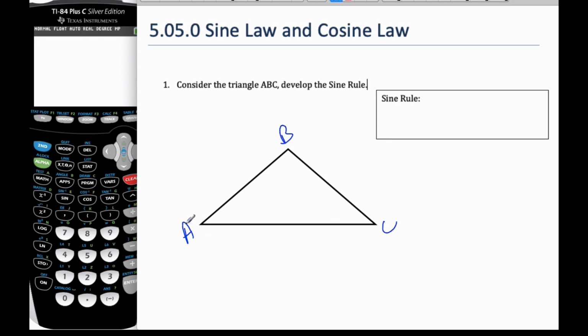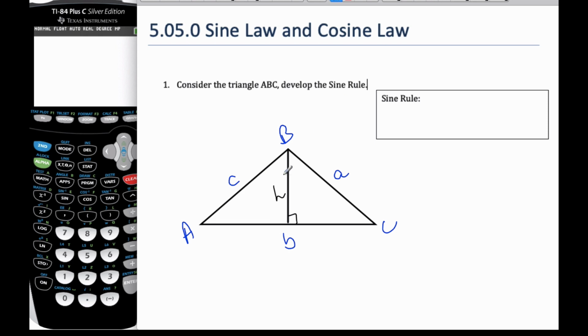Just recognize that angles, or the vertices of the triangle, are capital letters, and the sides are little letters, but they go across. So opposite of A is little a, opposite of angle B is little b, and opposite of angle C is little c. I'm also going to put an altitude on here so that it is exactly a 90-degree angle here, and I'm going to call that h, the height.